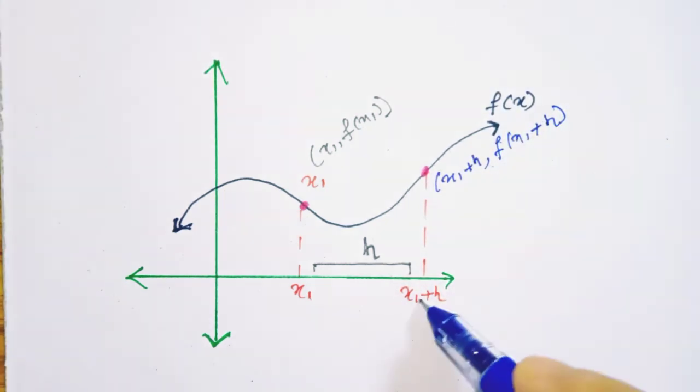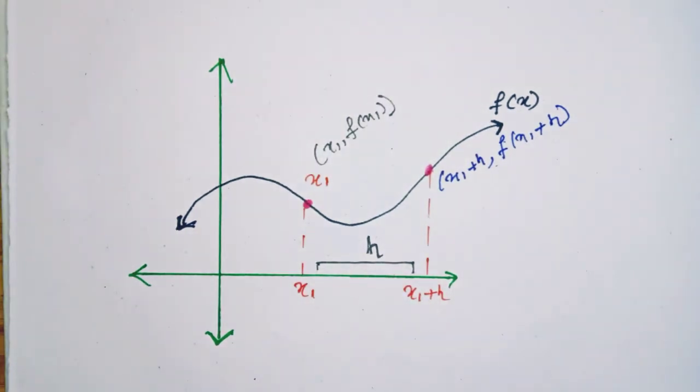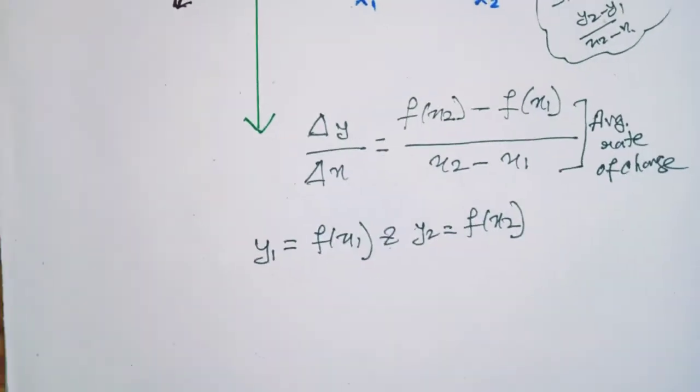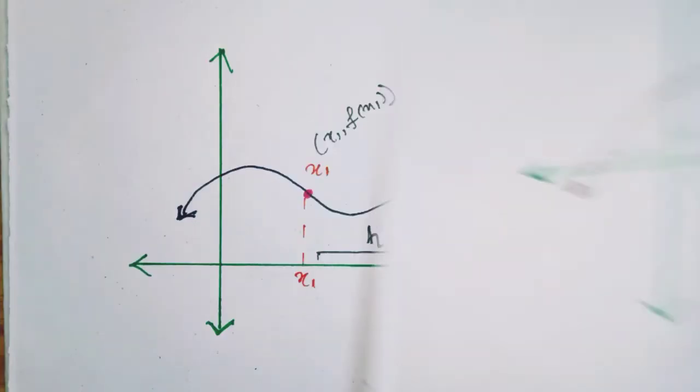Because this is f of x, and what is f of x? This part, x1 plus h, which has moved. Now what I'm going to do is use the same formula which we have used. If you have forgotten, just keep a note on this part, which is right now on your screen. So you remember this formula. So we are going to take hold of this.